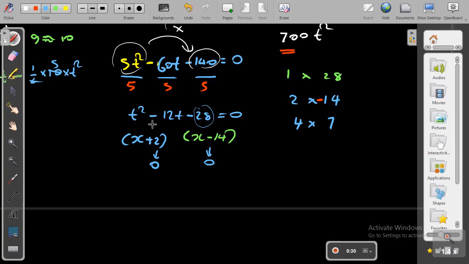So the variable actually is not x. I made a mistake here. It's not x, it's t. So now when you consider this, t plus 2 should be equal to 0. That means you get the time value as minus 2. Okay, leave it. And the next answer is t minus 14 equals 0, so your t value becomes 14.